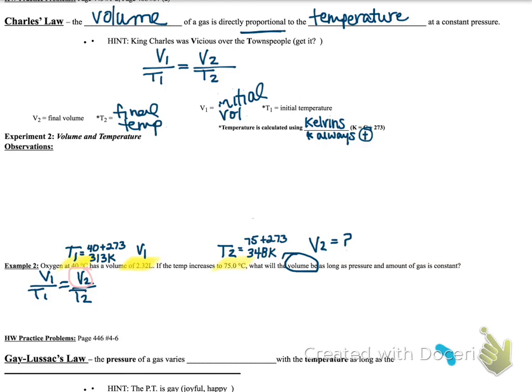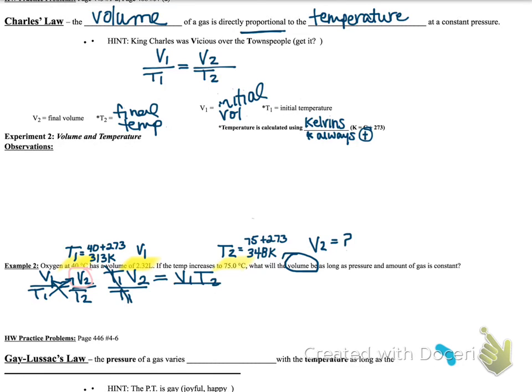Now this is a little different than last time. You're going to need to cross multiply and then divide. So we're going to rearrange the equation, right? So cross multiply: T1 times V2 equals V1 times T2. And then, to get V2 by itself, we divide by T1. So that's what I mean by cross multiply and divide.